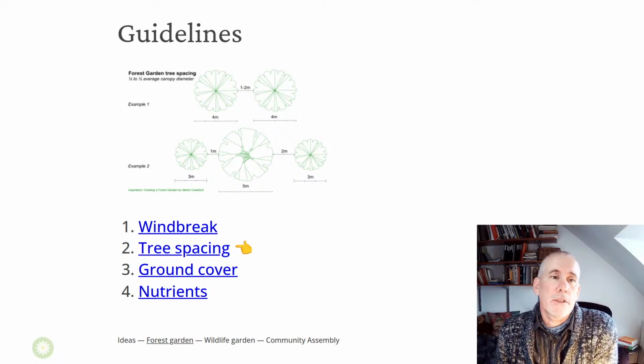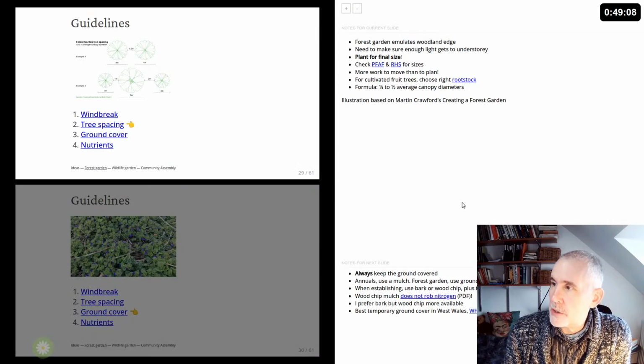That's really, really critical. If you have a look at the notes in here, there's a whole lot of extra links and information in there.